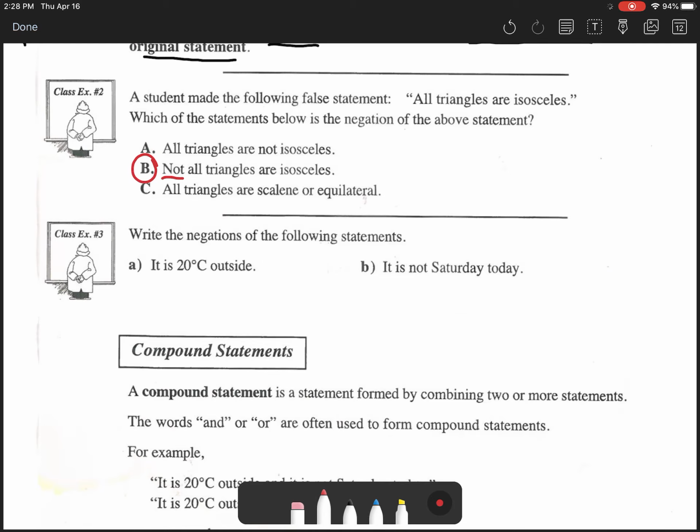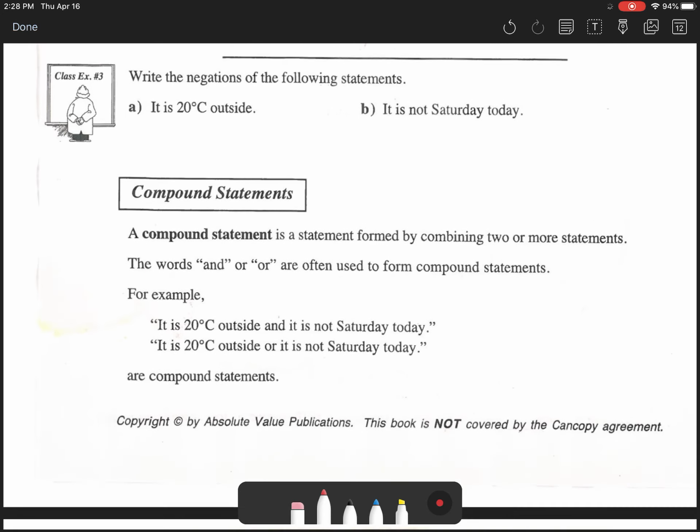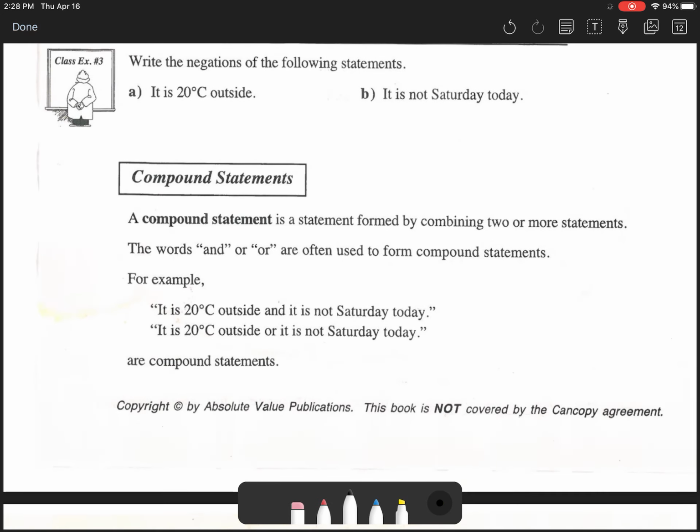Well, again, remember we use the word not. So the answer is going to be B. Not all triangles are isosceles. And there we go.